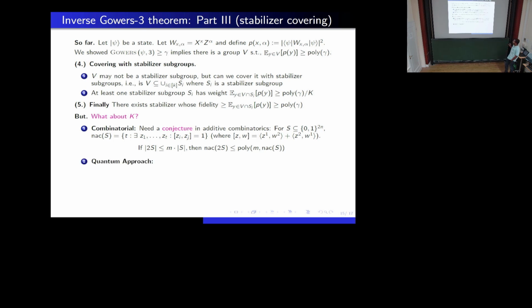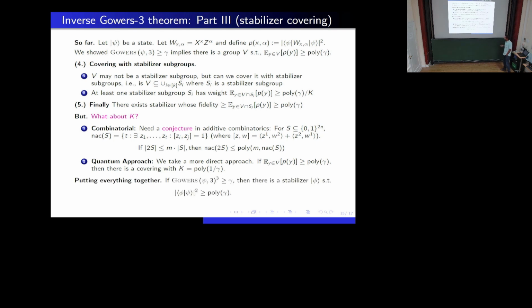There's a totally quantum way to do everything. Like you don't need this mathematical conjecture. We are able to show now that if this quantity is large, like what I started with in my slide, then you can actually show that K is poly of 1 over gamma. That the stabilizer covering of an unknown subgroup is also poly of 1 over gamma. And if you just put everything together, you get that if the Gauss norm is large, this inner product is at least poly of 1 over gamma.